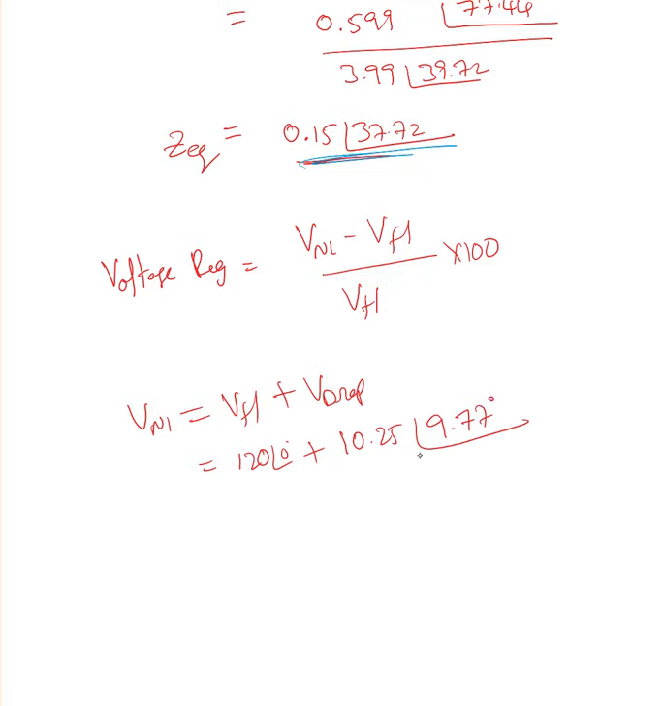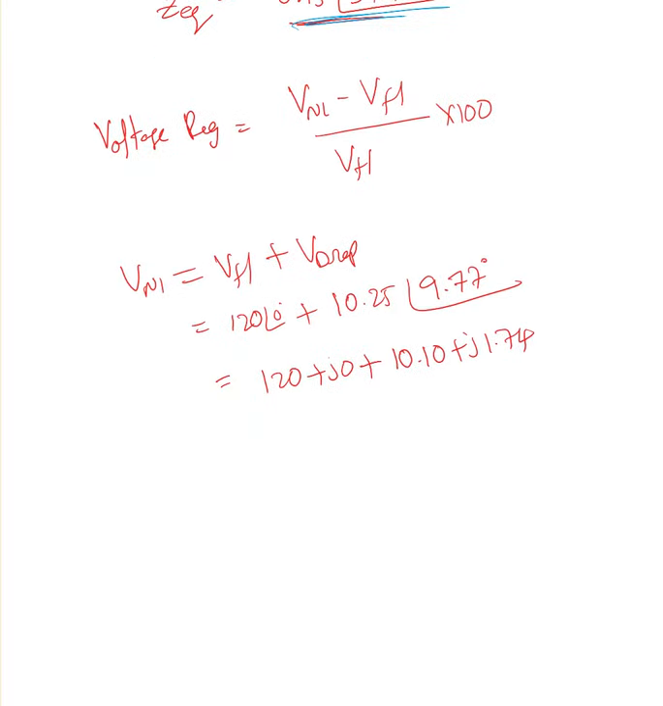Now I'm going to convert this. V full load is 120 plus j0, sorry, this is in the polar format. I'm going to convert V drop into rectangular format, which is 10.10 plus j1.74. This is the no load voltage. If I convert everything into polar format again, the total is 130.1 plus j1.74. This is 130.11 at an angle of 0.766 degrees. This angle is very small, we can neglect it.